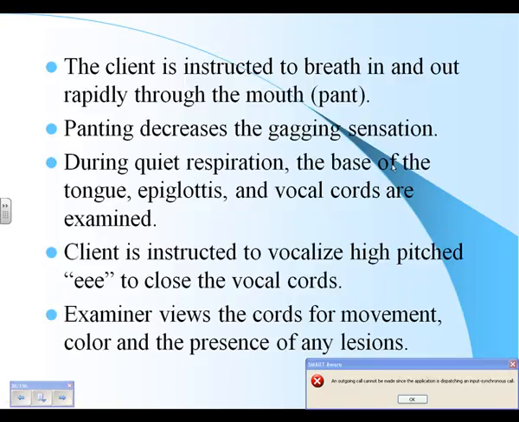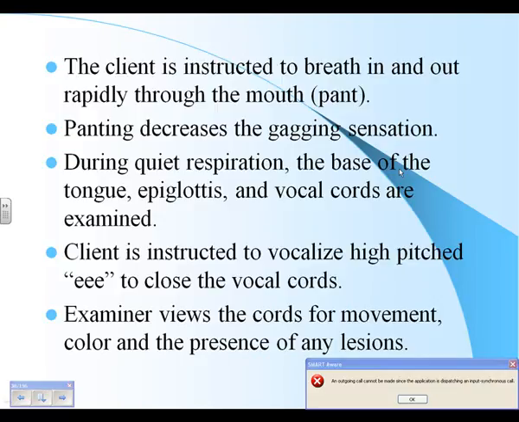They're instructed to breathe in and breathe out rapidly in a panting type situation. This decreases that gag reflex. While they're quiet, they look at the tongue and the epiglottis and the vocal cords. They have them do the E and ah to help to identify any problems with the vocal cords. They look for lesions, they look for changes in coloration, they look for swelling of the vocal cords or the area surrounding the vocal cords.